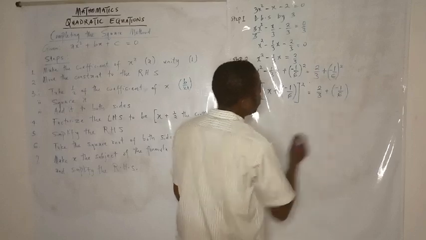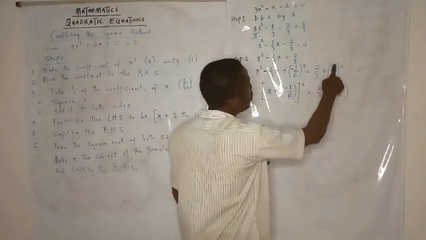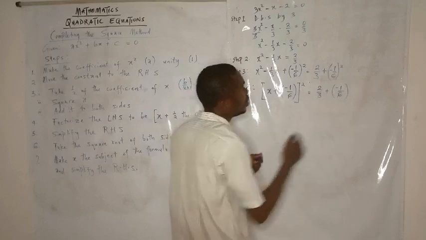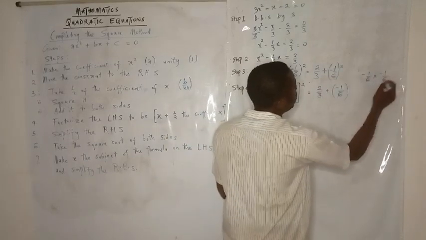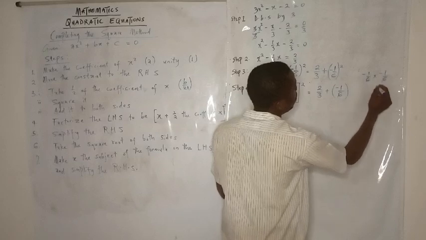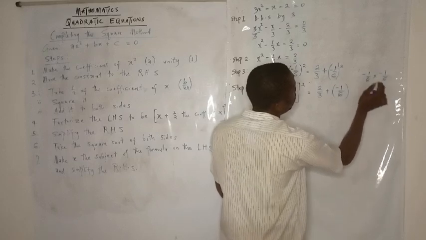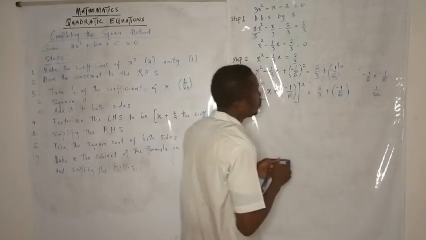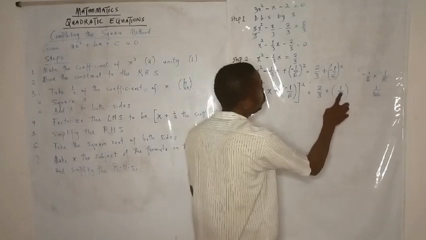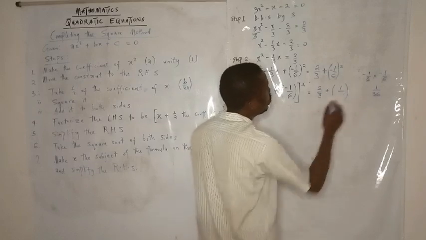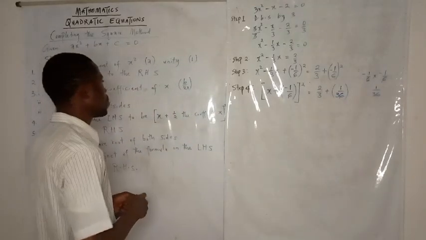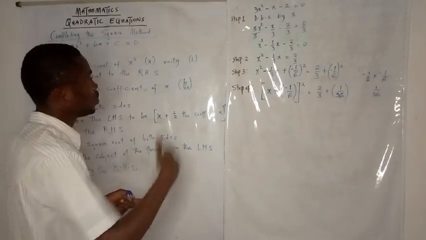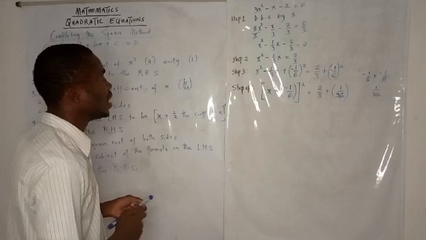Meanwhile, let's work on this part. You know, minus 1 over 6 squared will be minus 1 over 6 times minus 1 over 6. So minus 1 times minus 1 will give us 1, all over 6 times 6 will give us 36. So we can work on this to be plus 1 over 36. So we have it to be like that. And then step 5 says we should simplify the right hand side.